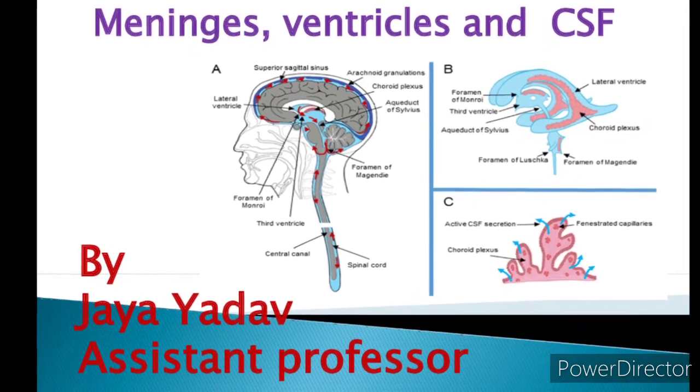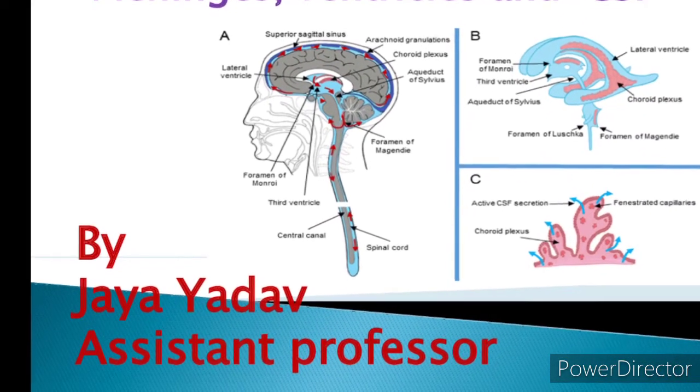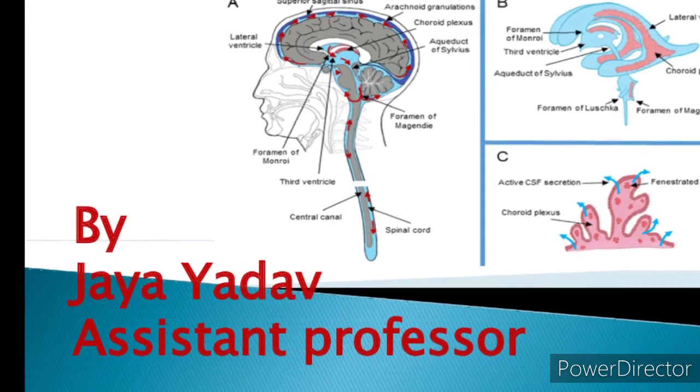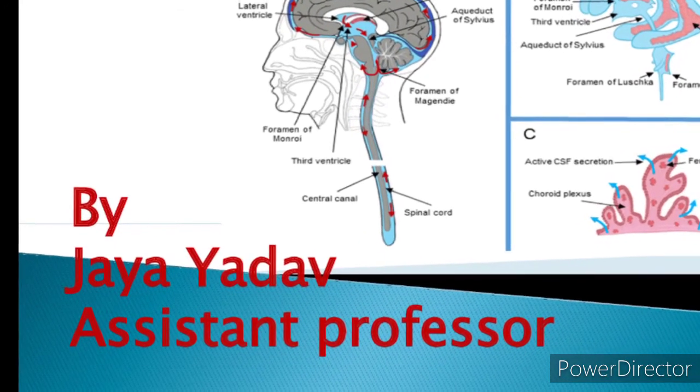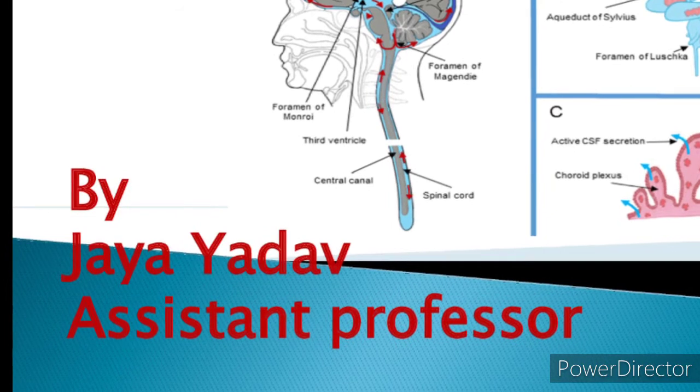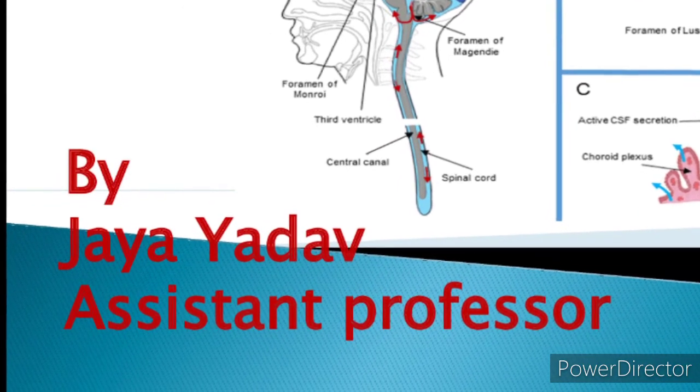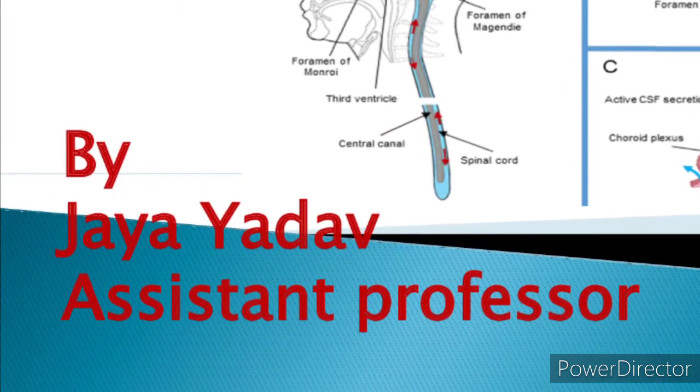Hello student, today we are going to discuss the meninges, ventricles and the CSF. They all are part of the central nervous system.